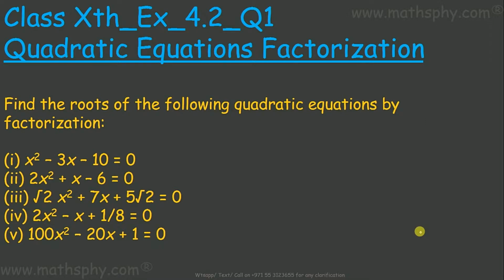This question here says, find the roots of the following quadratic equations by factorization. Now here it says roots. Roots means we have to find out zeros, means those values or that value of x which makes this quadratic equation equal to 0. So we say roots or we say zeros, both are the same thing. We have these 5 equations. We'll try to find their roots or zeros through factorization.